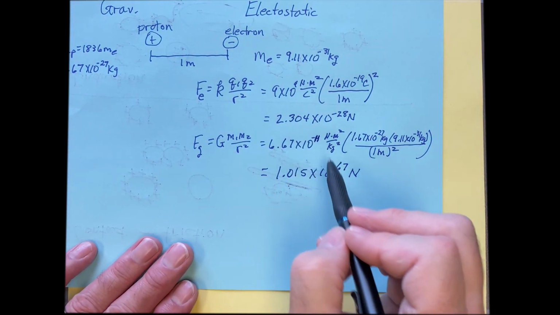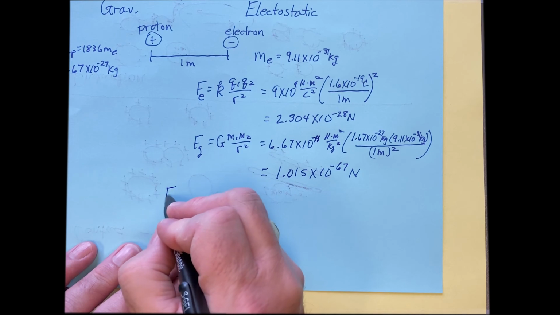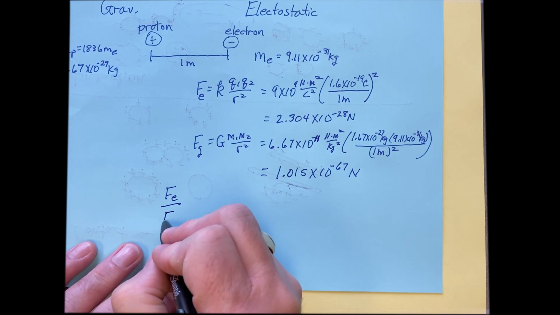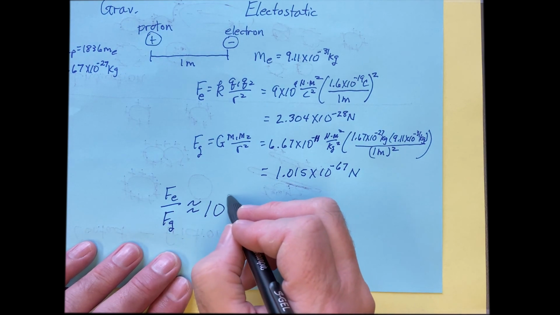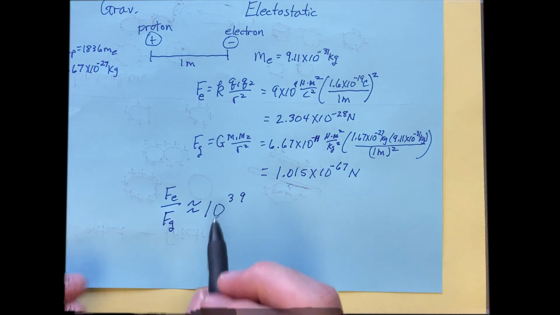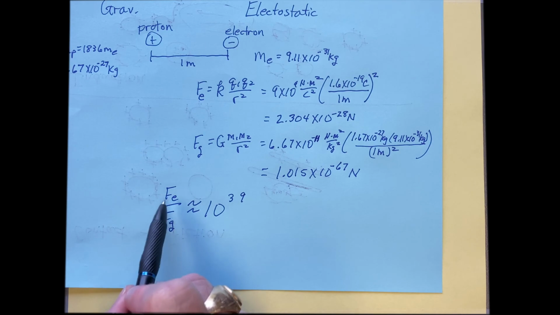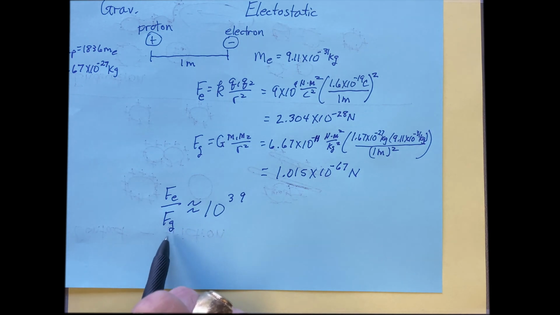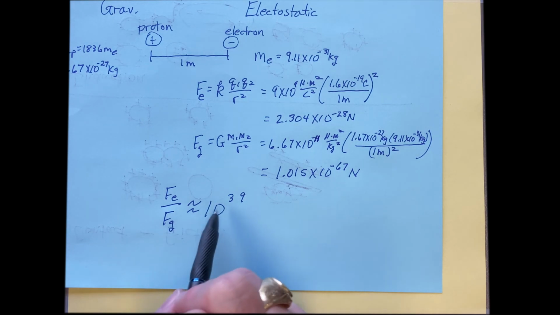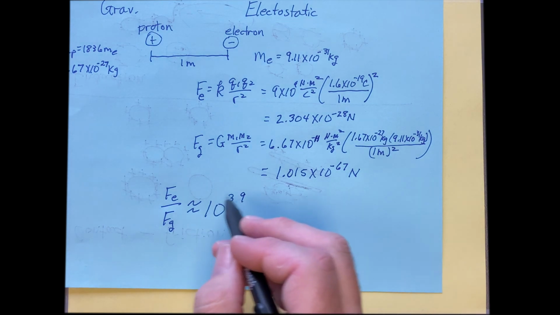So here you can see which one of these two is larger. In fact, let's take the ratio so that we can see it even more clearly: F sub E over F sub G. It's going to be on the order of 10 to the 39th. That means the electrostatic force, the electromagnetic force itself, is 10 to the 39th times greater than the gravitational force. Now you might say, well, that's big. Yes, it is, but we lose track of exactly how gigantic that number is.